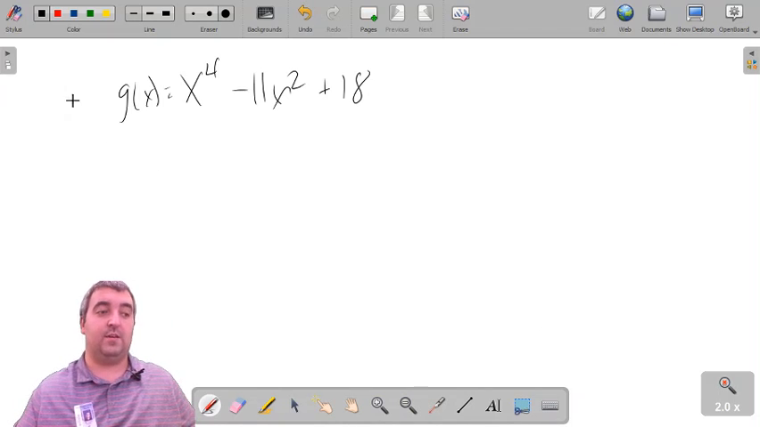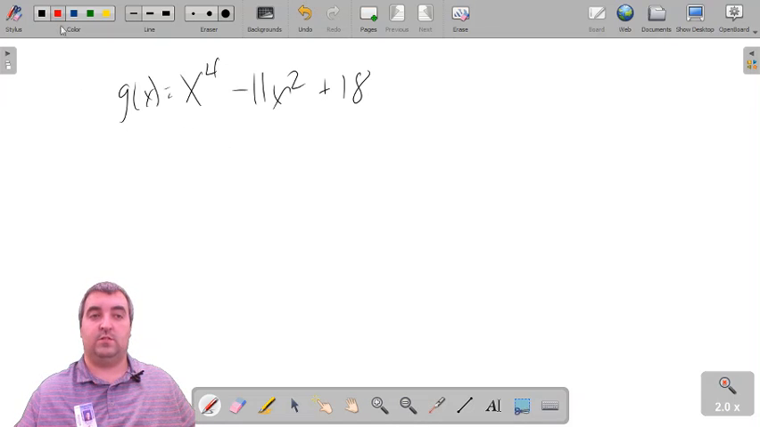So for the second question on the Essential Standards C formative, they wanted us to find the zeros of this quartic. A lot of you tried to do your P's and your Q's, the potential rational zeros, and that works, but it will take you much longer.